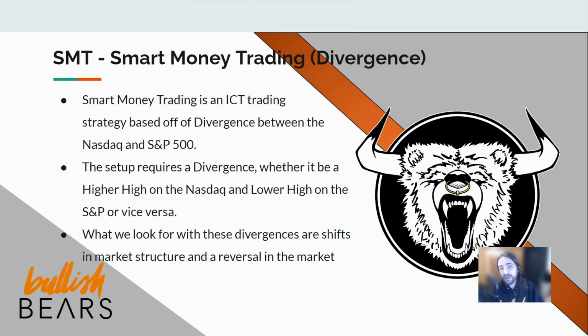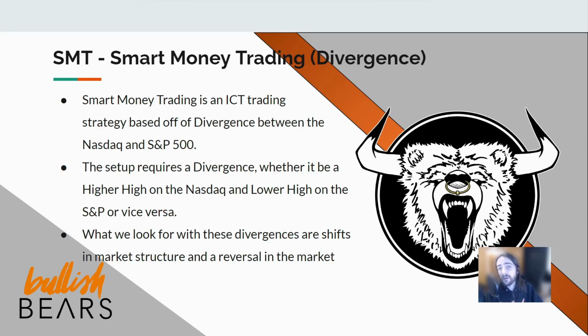So, smart money trading, smart money divergence, SMT for short, is an ICT trading strategy based off divergence between the Nasdaq and S&P 500, which I said in the intro. The setups require a divergence, whether it be some type of higher high on the Nasdaq and lower high on the S&P, vice versa, or if we're looking at a bear trend, we'll be looking for the lower lows and higher lows. What we look for with these divergences are shifts in market structure and a reversal in the market.